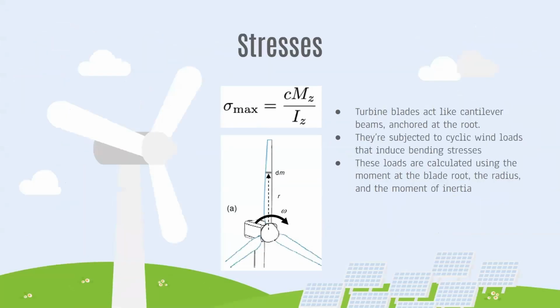modeling and materials. Wind turbine blades act like cantilever beams, anchored at the root and bending under cyclic wind loads. Bending stresses are calculated using the formula sigma = Mc/I, where M is the moment at the blade root, c is the distance from the neutral axis, and I is the moment of inertia. As wind speeds increase, bending moment and stress increase dramatically, reaching up to 90 megapascals near the root at 25 meters per second, where failures often initiate.